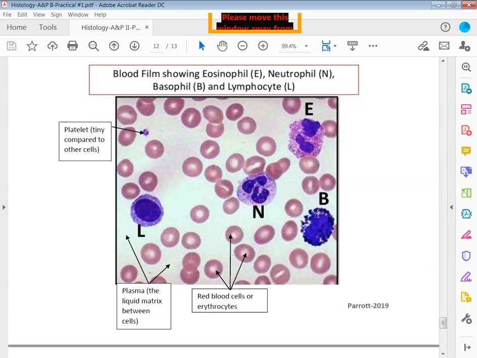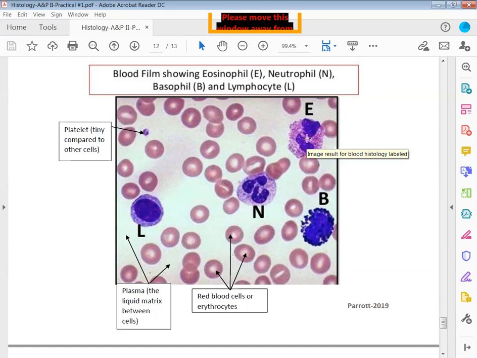Then down here, this one with very, very dark purple to black granules in there, this is called a basophil. It's called a basophil because these are very dark staining granules, very basic granules. So this is a basophil. These are your granulocytic cells, meaning they have granules found in the cytoplasm.